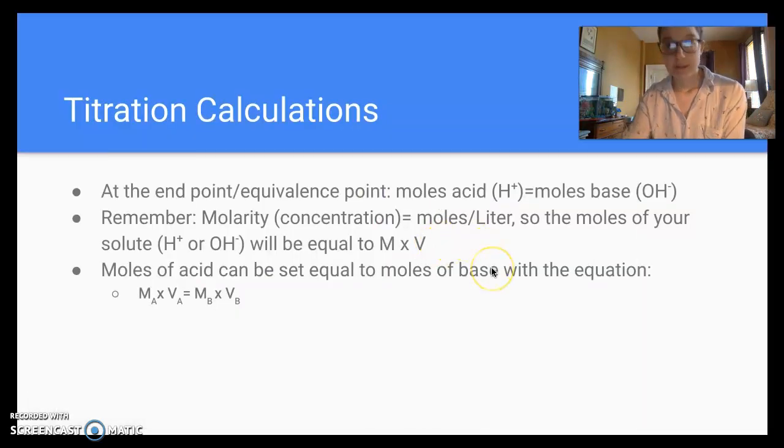So we can do calculations with titrations. Remember that at the end point or equivalence point, the moles of acid equal the moles of base, specifically H+ and OH-. To find the number of moles, you can take the molarity times the volume, because molarity is moles per liter, multiplied by liter volume would give you the number of moles. So since the number of moles of acid is equal to the number of moles of base, we can use this equation: molarity times volume equals molarity times volume. A stands for acid, B stands for base.